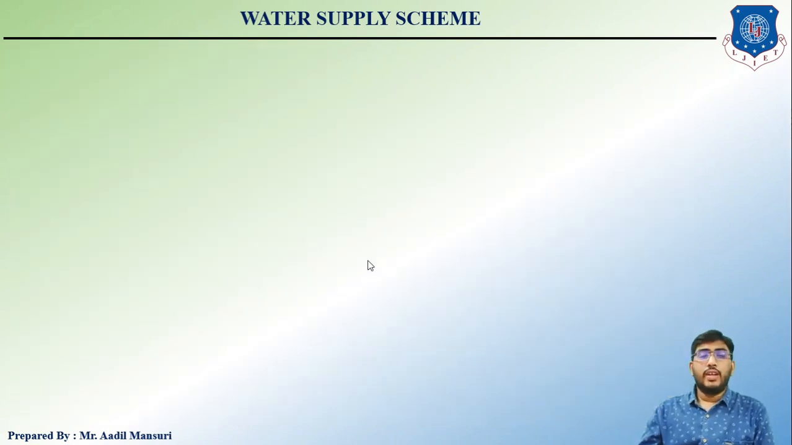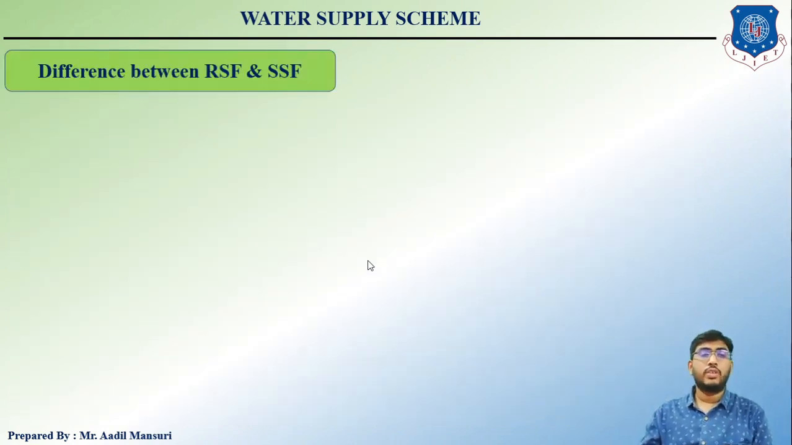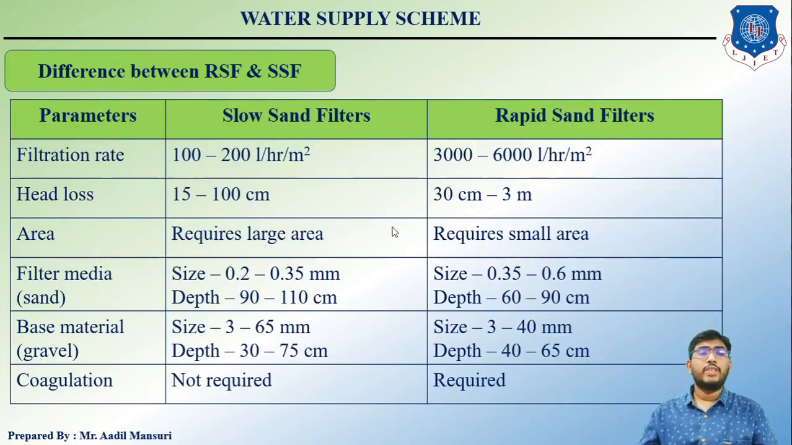So let's move ahead. Let's talk about the difference between rapid sand filter and slow sand filter. As you can see, there are different parameters and criteria. Talking about the filtration rate, slow sand filter will have about 100 to 200 liter per hour per meter square of area, and rapid sand filters will have 3 to 6,000 liters per hour per meter square. Head loss in slow sand filter will be 15 to 100 centimeter, whereas in rapid sand filter it will be 30 centimeter to 3 meter.